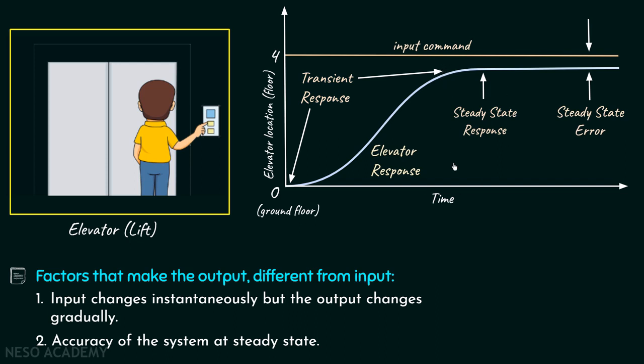In the next lecture, we will discuss the system configurations. We will have two system configurations. One will be the open loop configuration and the other will be the closed loop configuration. And on the basis of system configuration, we will have two different types of system. One will be the open loop system and the other will be the closed loop system.